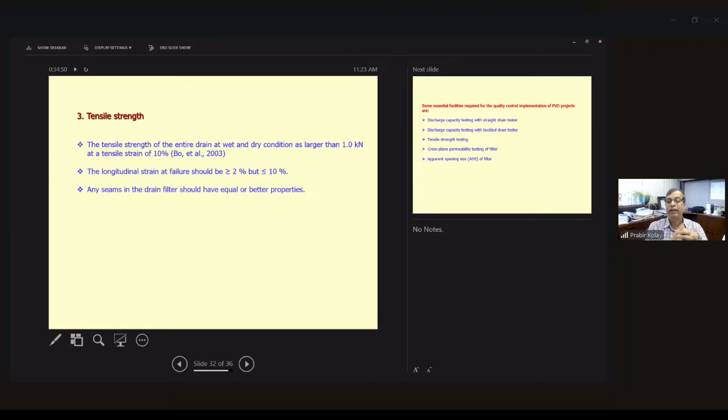And any seam in the drain filter should have equal or better properties. So while doing the seaming, you need to have the better properties.